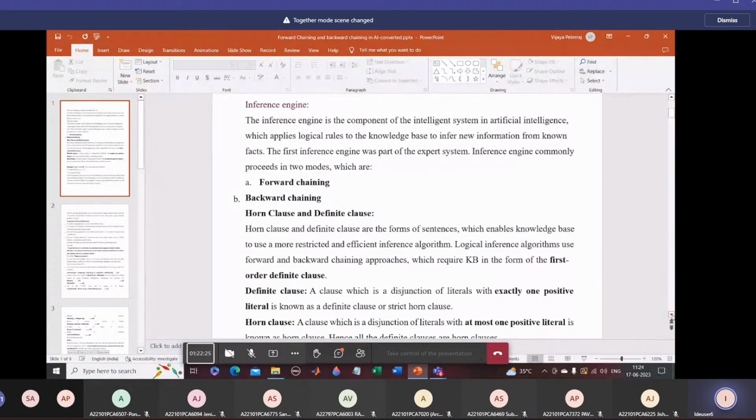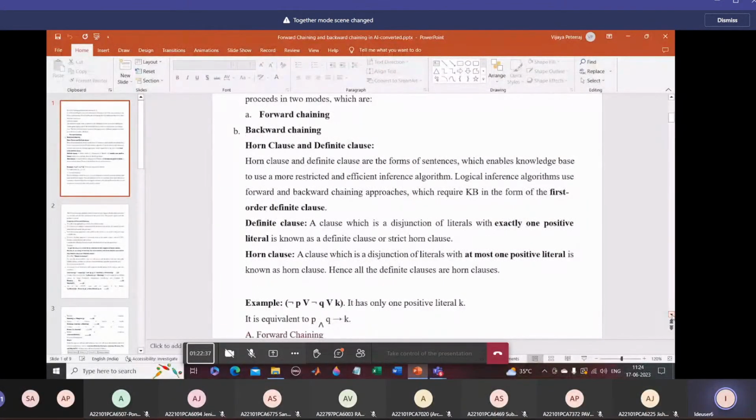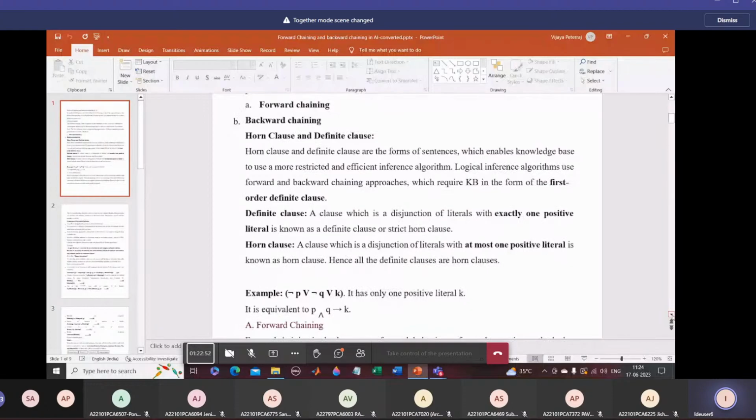So what is the definite clause? It is a clause which is a disjunction of literals with exactly one positive literal, known as a definite clause or strict Horn clause. And what is a Horn clause? A disjunction of literals with at most one positive literal. Exactly one, or at the most only one positive literal, is known as a Horn clause. So all your definite clauses are Horn clauses, because when you say exactly one, at the most one is there. So it can even be a Horn clause.